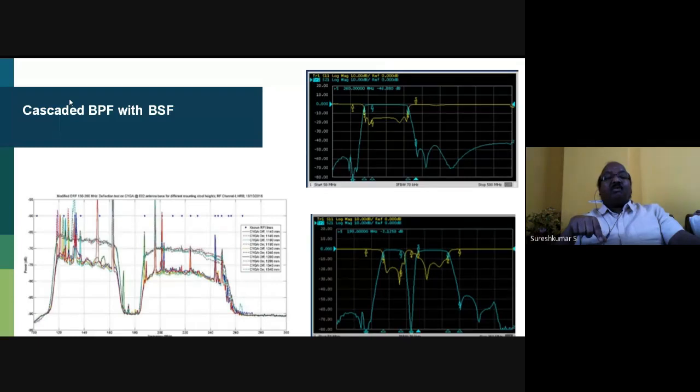Okay, so the thing is that when you try to do it, not only the isolation, you should ensure that you don't degrade the bandpass response of the system. Keep your notch filter as narrow as possible in the design.